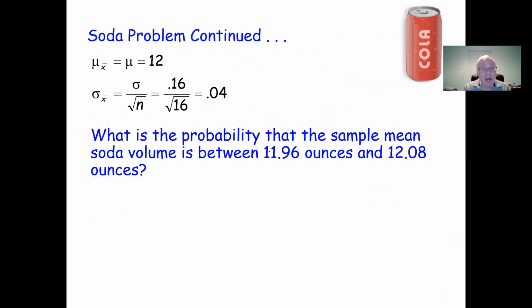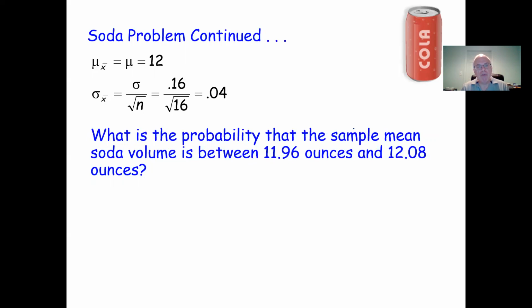Okay? Now, here's the big question, and this is something that we will look at for a couple minutes. They say, what is the probability that the sample mean soda volume is between 11.96 ounces and 12.08 ounces? Now, what are they asking you? They're saying, what's the probability that the sample mean?